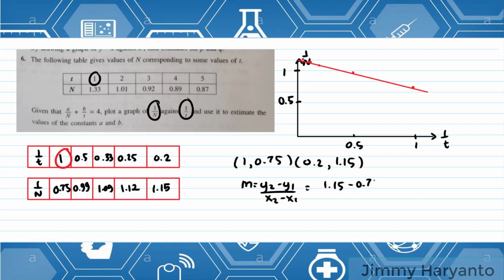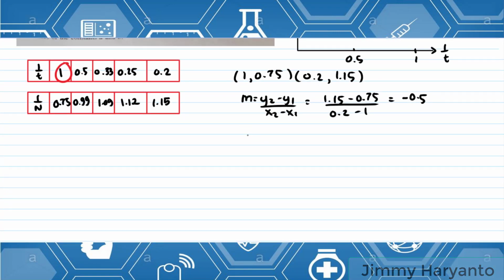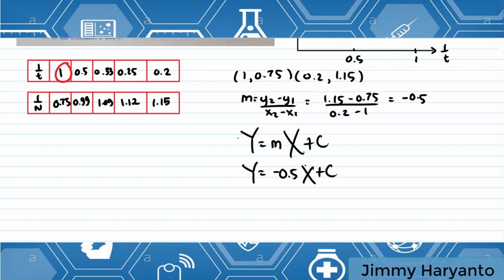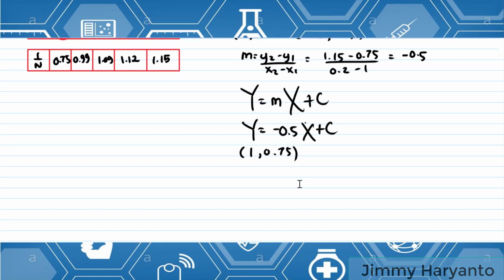1.15 minus 0.75 over 0.2 minus 1. The result is negative 0.5. And then we will have to find the c. y equals mx plus c, y equals negative 0.5x plus c. I will use the first point, 1, 0.75, to find the c.